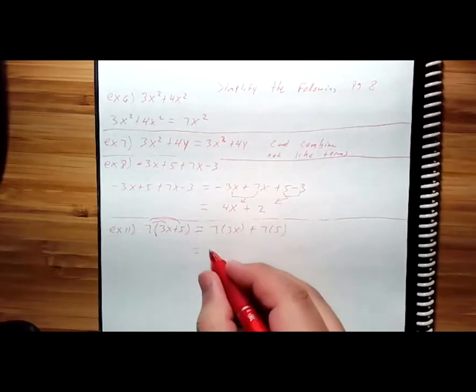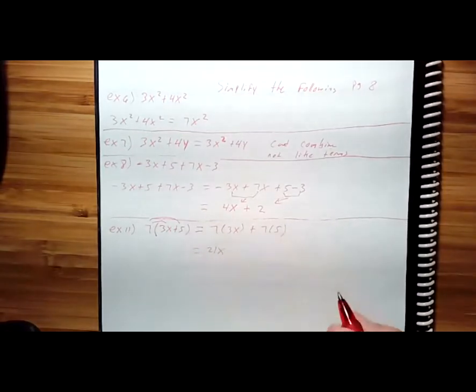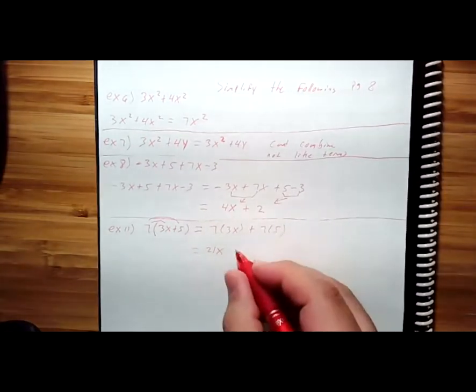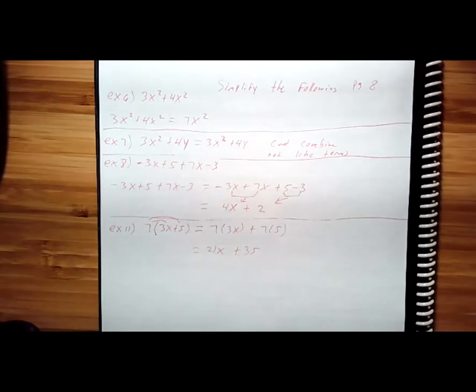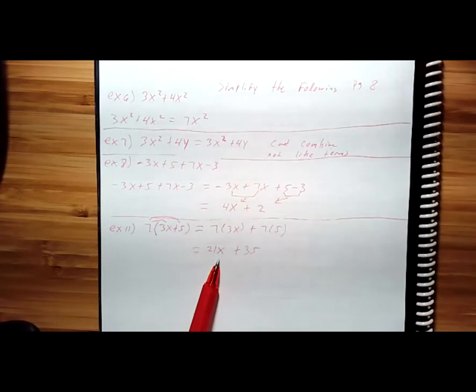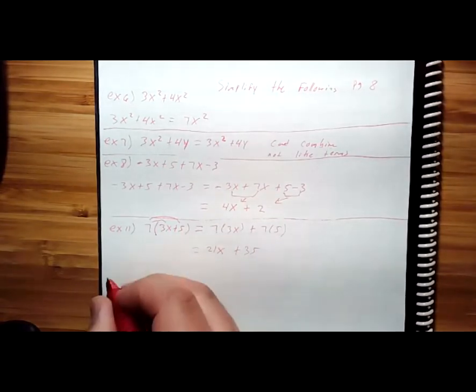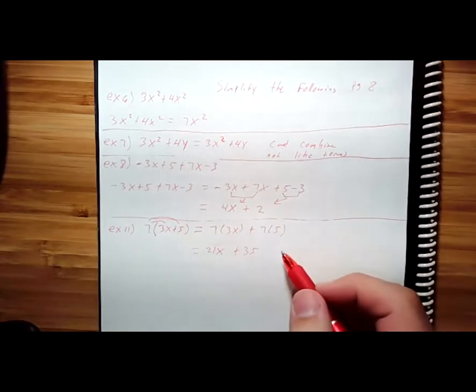7 times 3 is 21. It doesn't change the x. 7 times 5 is 35. If you feel comfortable going from here to here, that's fine. Just be careful. Are there any questions on the distribution?